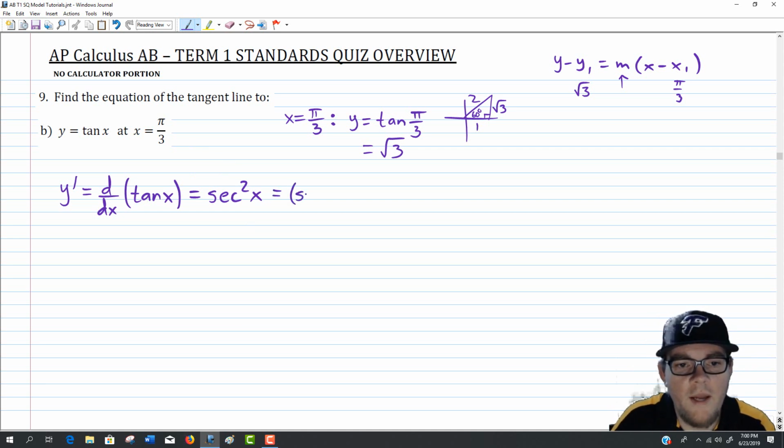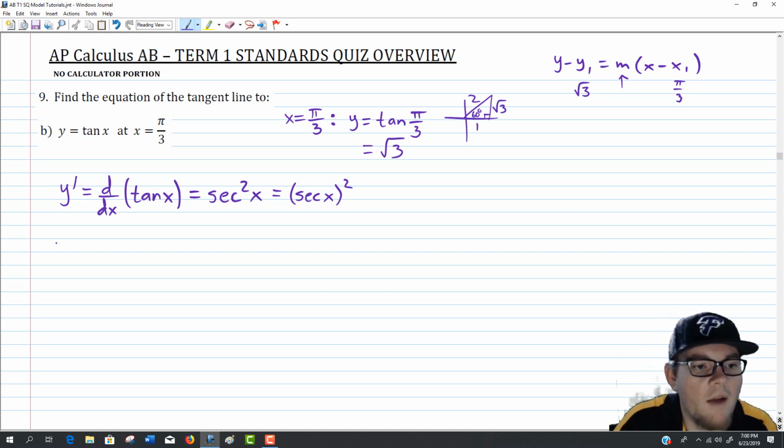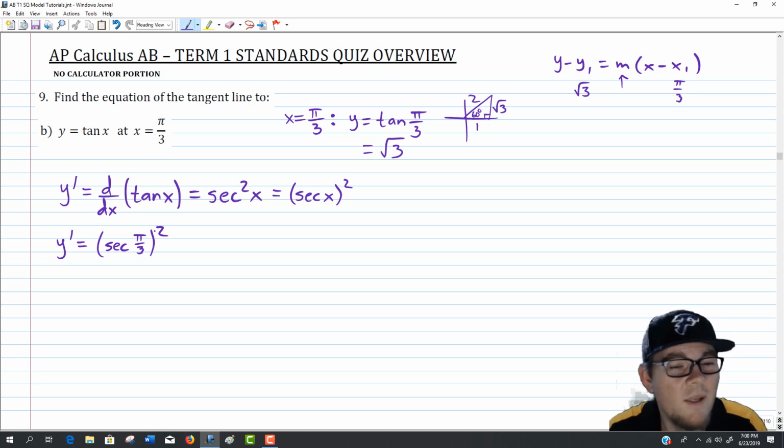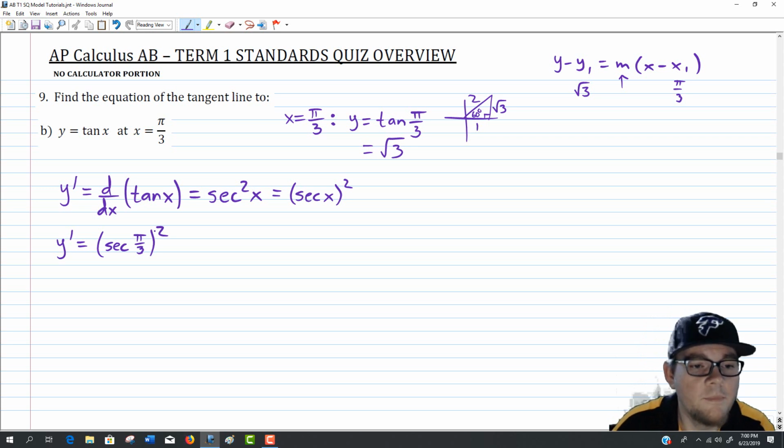That is the same thing, I'll point out, as secant of x squared. Some people have trouble remembering that and realizing that. So that's what we need to plug our pi over 3 into. So y prime is going to end up being secant of pi over 3 squared. Now, we don't have to simplify, but in this case, it's not simplifying. We have to actually evaluate that function and make sure we can find the correct value.